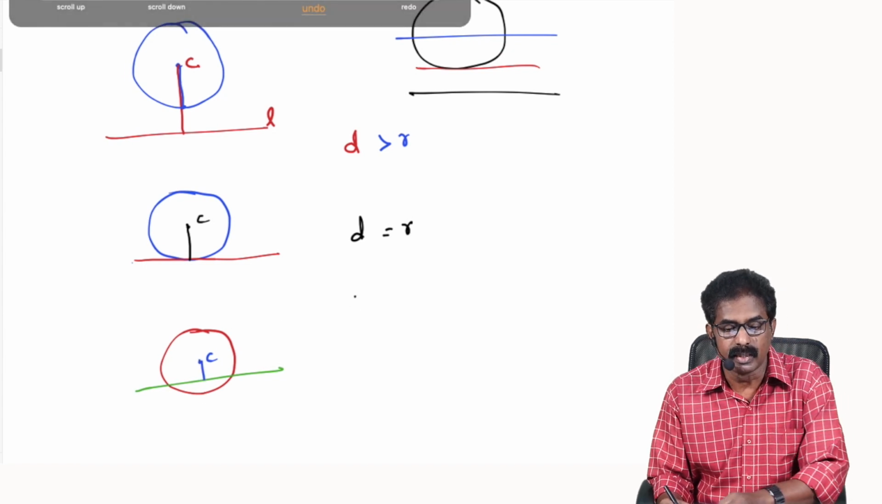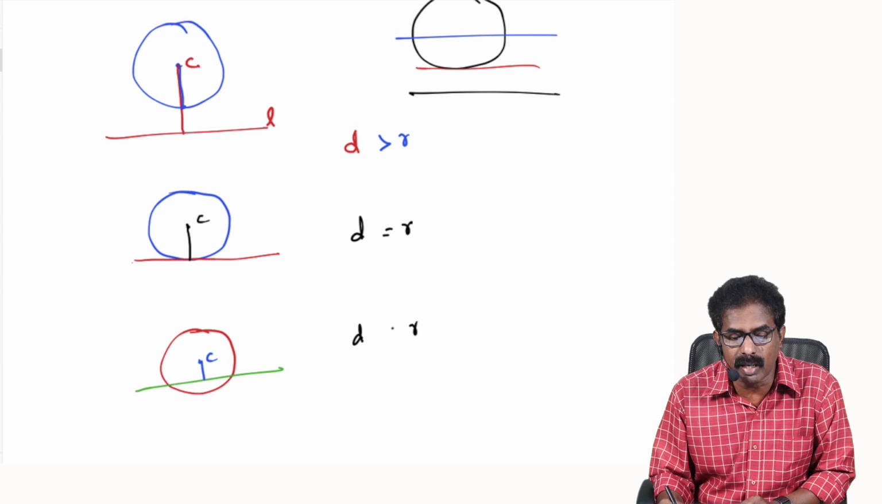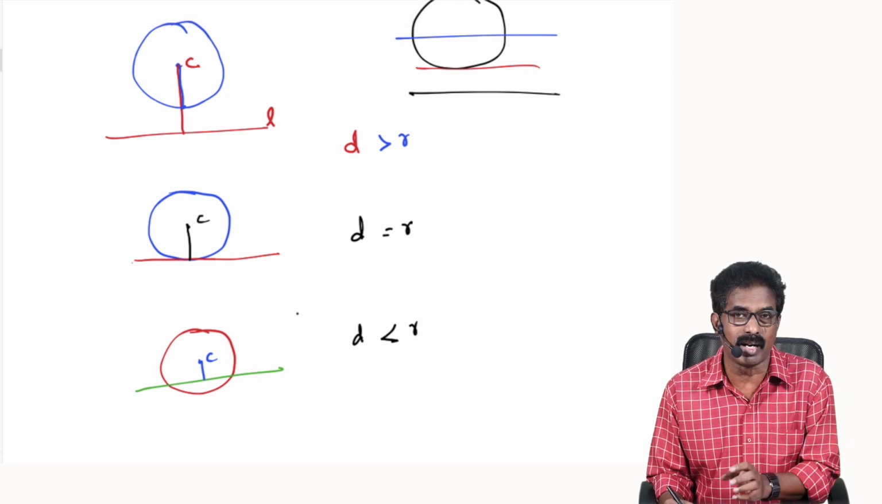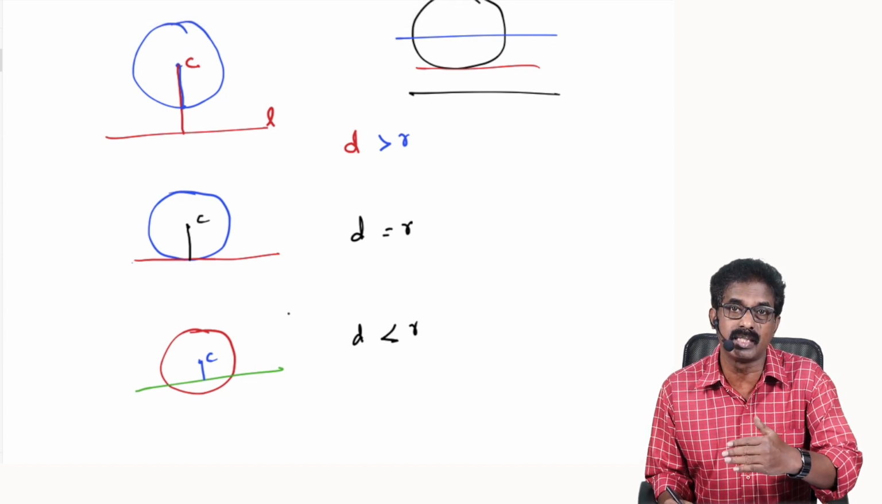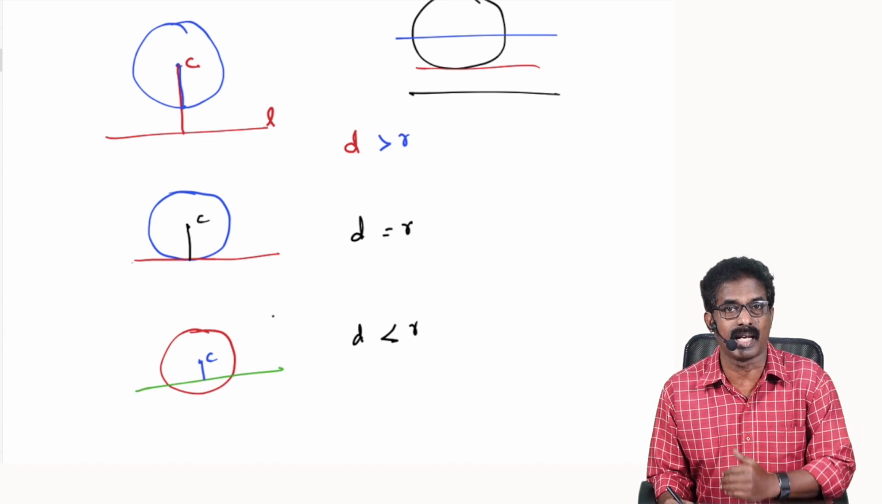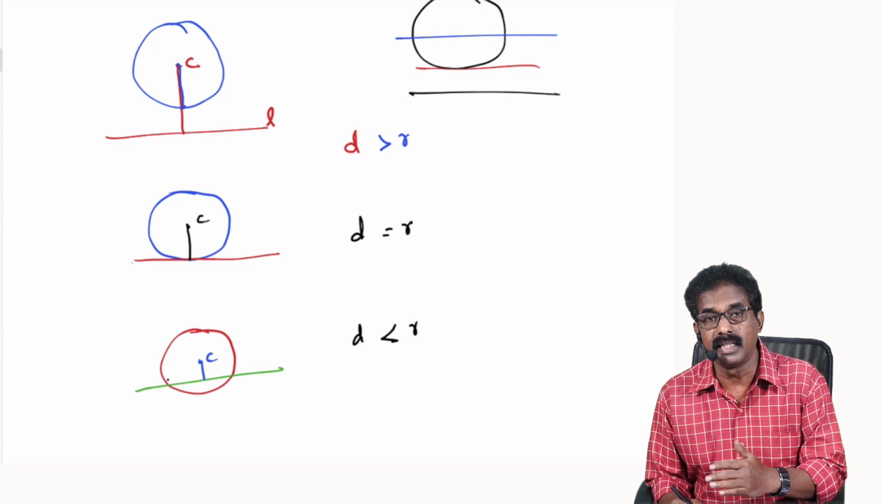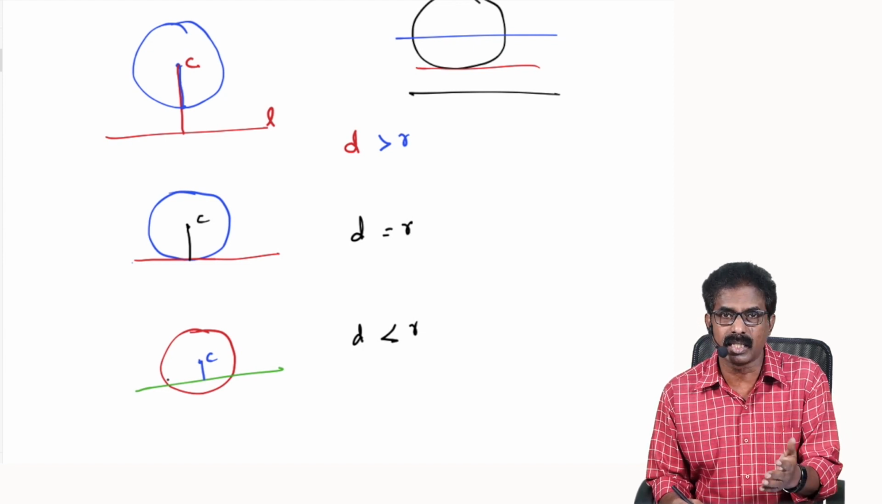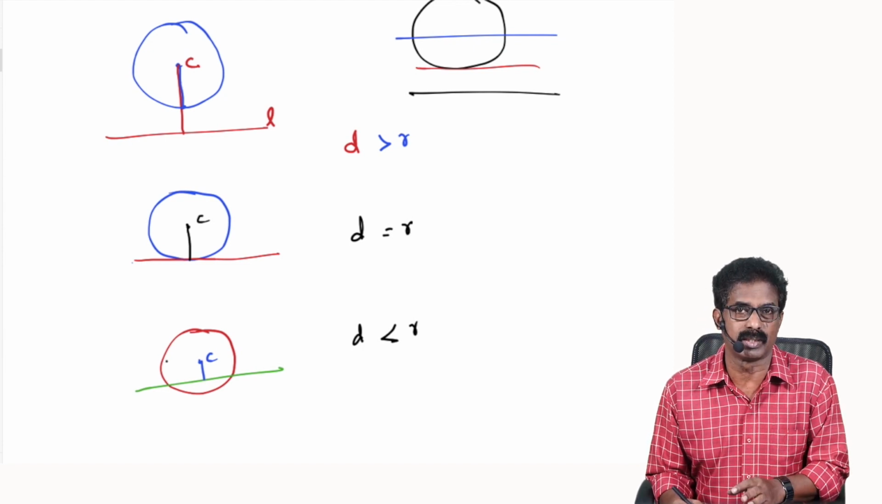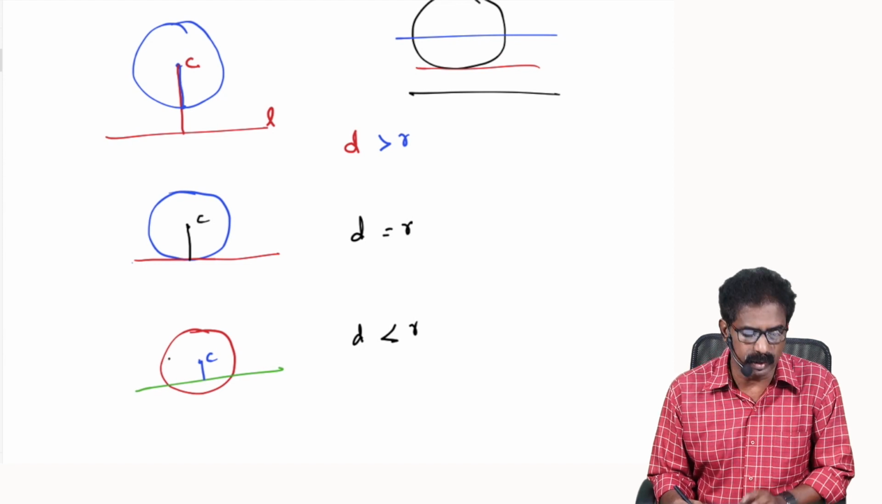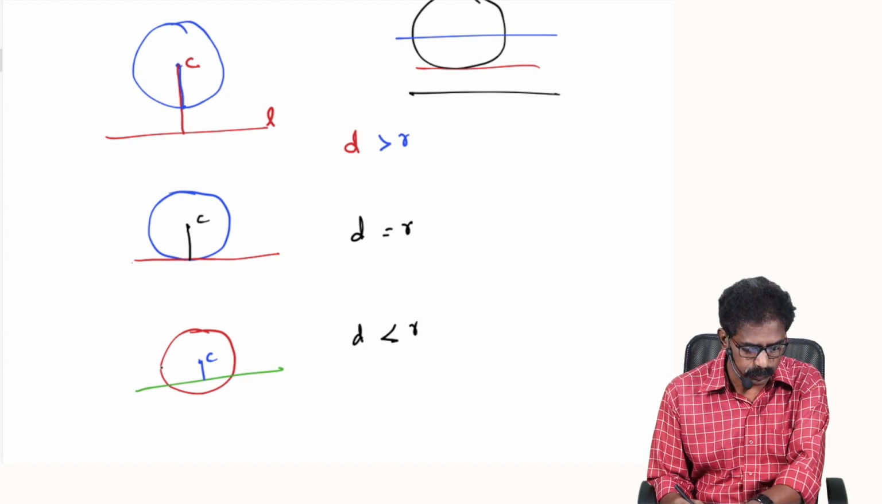So here the distance is smaller than the radius. Distance means the distance from the center to the line is less than the radius. Then you say the line intersects the circle. Intersect means it cuts at how many places? Two places. Okay, so this is something important. We are going to use this one.